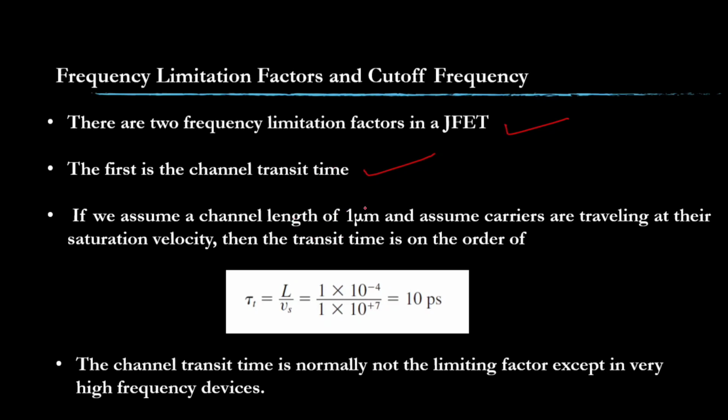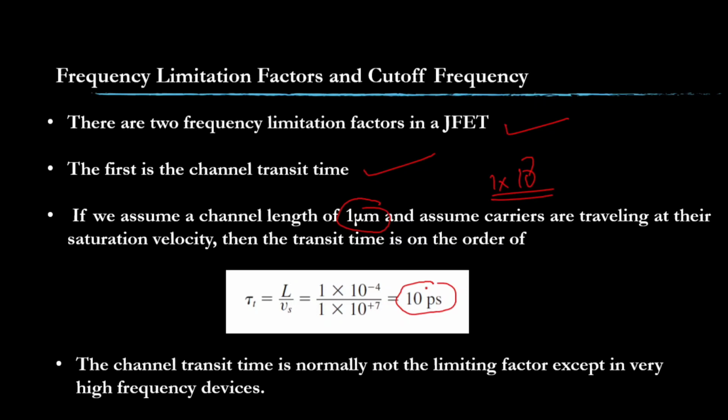Just assume the channel length is 1 micrometer, right? And the saturation, maximum velocity of electron in the channel is 1 into 10 to the power 7. Okay. So the transit time I will get is some 10 picoseconds. So if the transit time is short, within a short span of time I will get a better current, so it actually improves the frequency of operation. Okay, if it is more, it's again going to limit the frequency of operation.